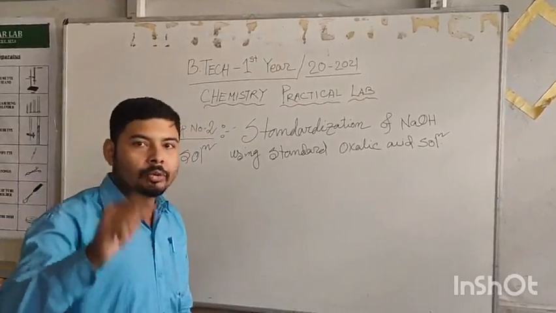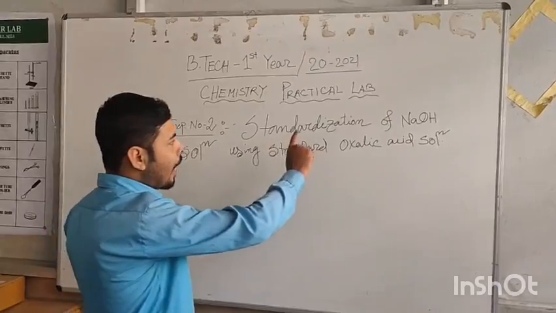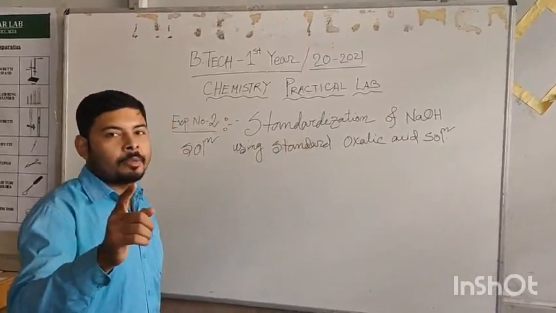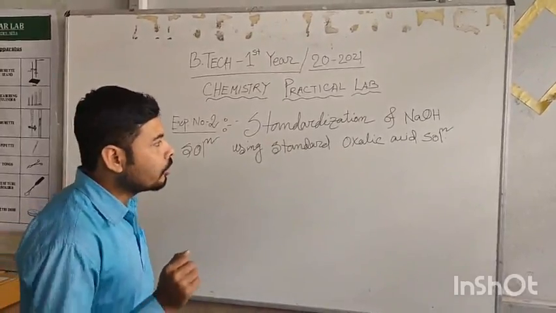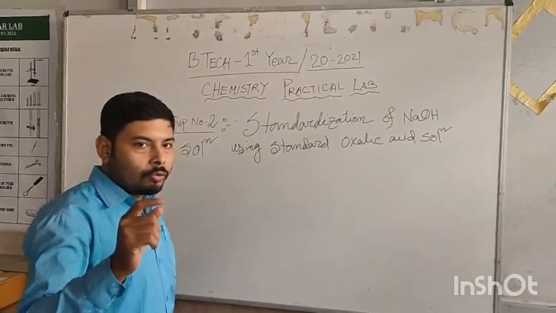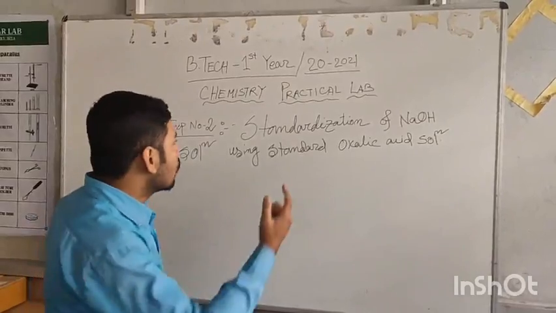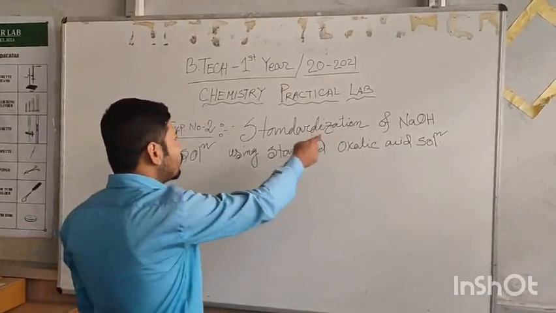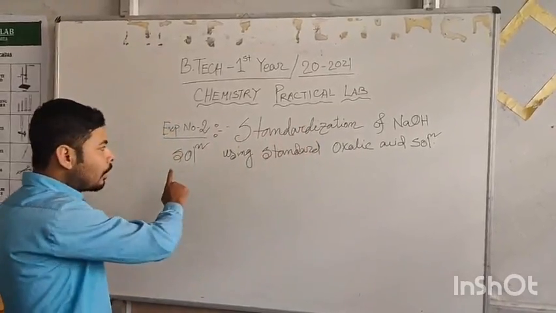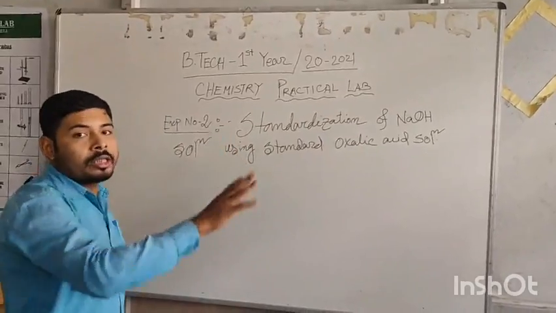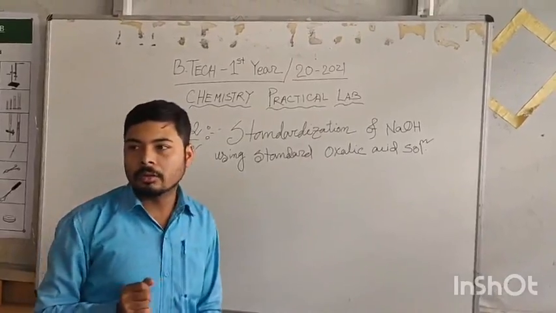So today's experiment, experiment number 2, is standardization of NaOH. The previous experiment, number 1, was the preparation of primary standard oxalic acid solution. If we want to titrate the oxalic acid, we have to use a base. So the base is NaOH. Today's experiment will be standardization of NaOH solution using the standard oxalic acid solution which you have already prepared in experiment number 1. Okay.